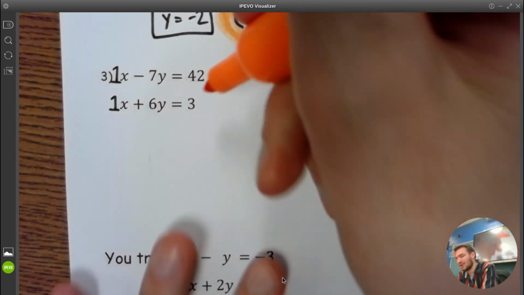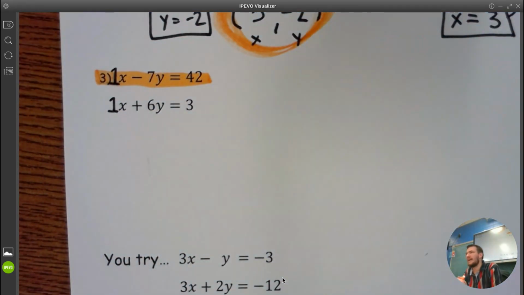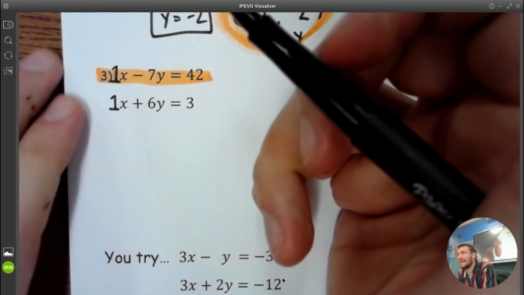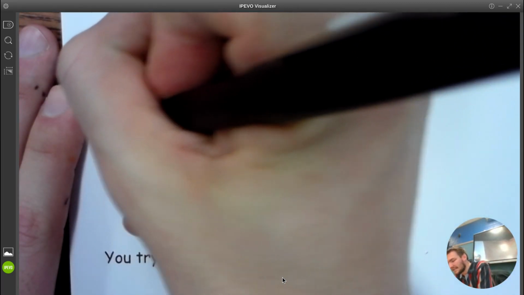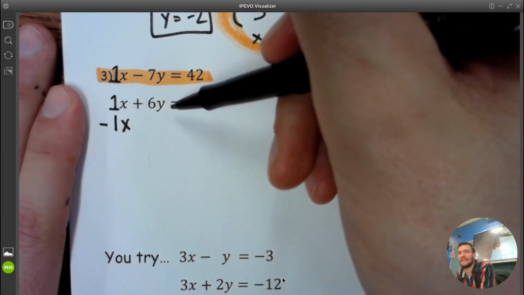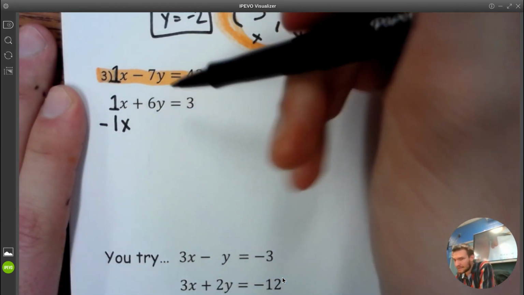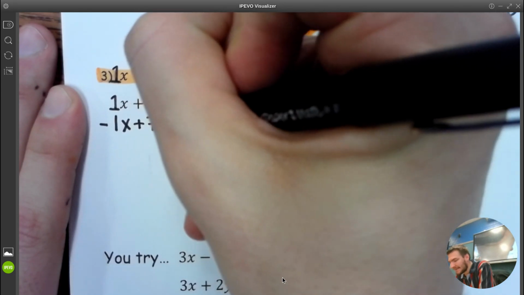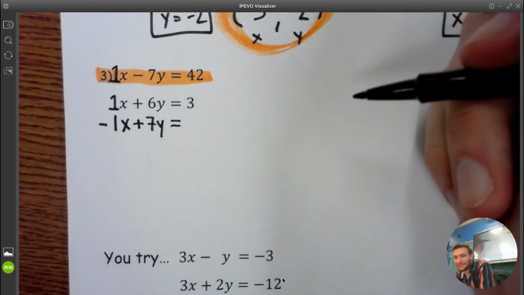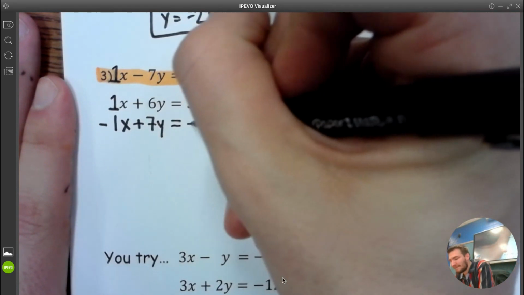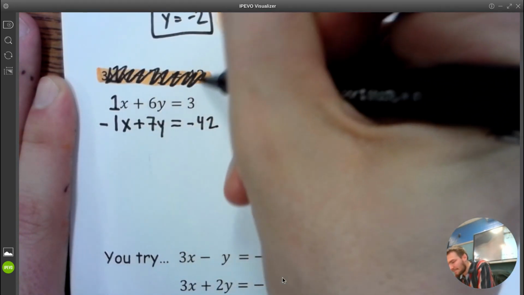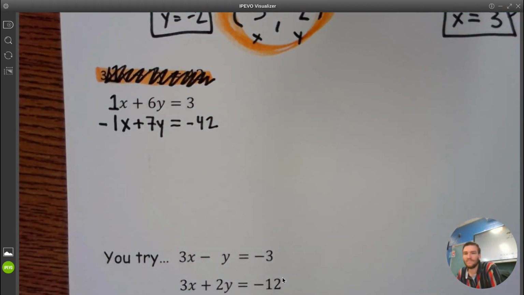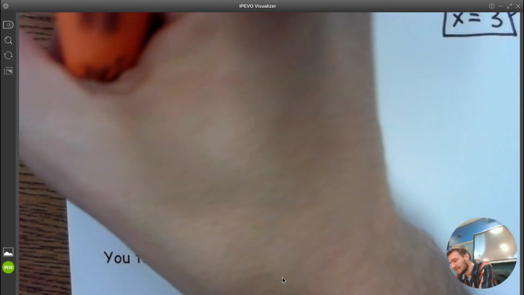So I'm going to look at this top line. I'm going to write it neatly underneath, -1x. Now, how do I do the opposite of a -7y? Make it positive. You make it positive, right? I mean, that is not hard. Just do the opposite. -42. I don't need the original 1 anymore because I got the better version already. Now I just add them up. I'll be done with the question in about a minute.